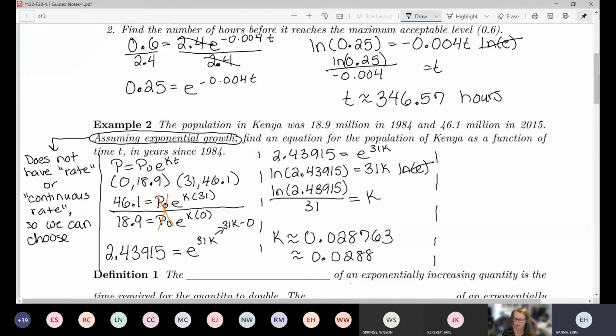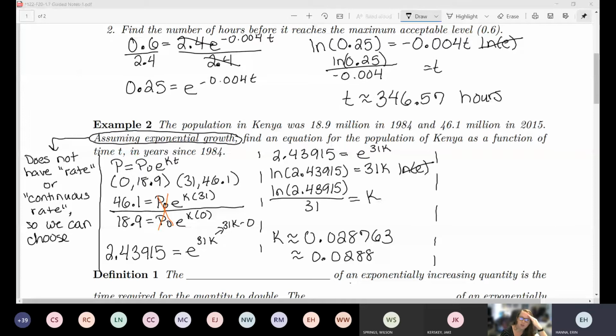So let's just say 0.0288. Let's chop it off at 4 decimal places. And again, if I don't specify at least 2 or 3, I'm taking 4 here just because I felt like it. But always just triple check instructions to see if they specify. So now we have our k value.